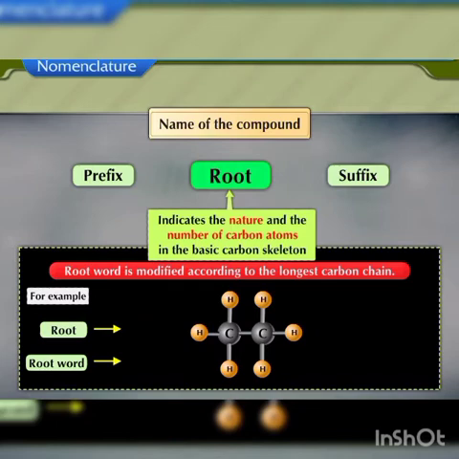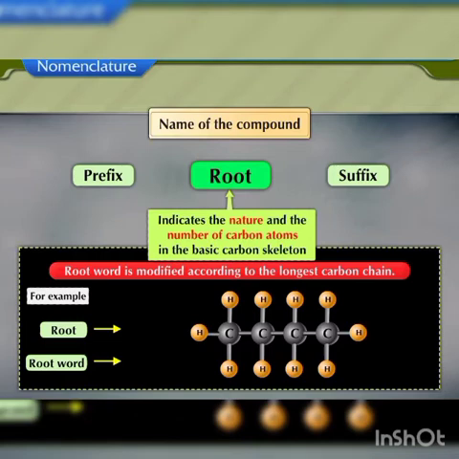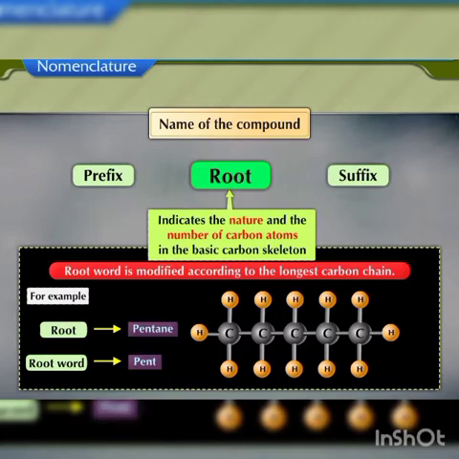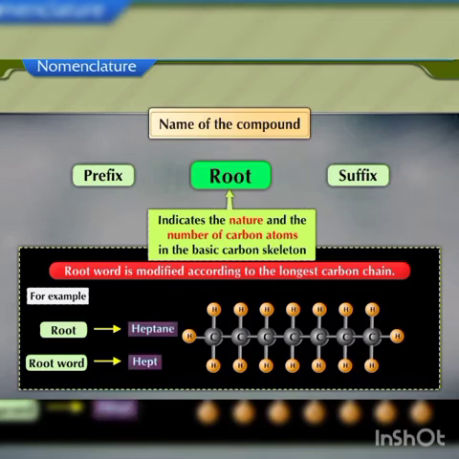A chain with 2 carbon atoms has the root word eth. A chain with 3 carbon atoms has the root word prop. A chain with 4 carbon atoms has the root word but. A chain with 5 carbon atoms has the root word pent. A chain with 6 carbon atoms has the root word hex. A chain with 7 carbon atoms has the root word hept. A chain with 8 carbon atoms has the root word oct.